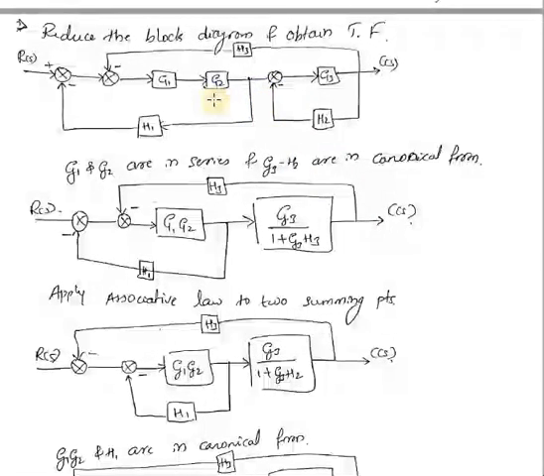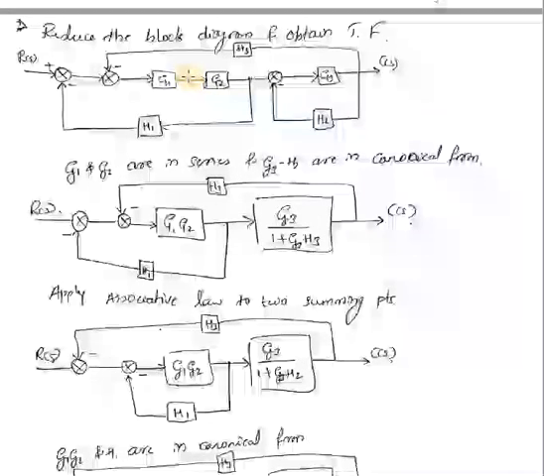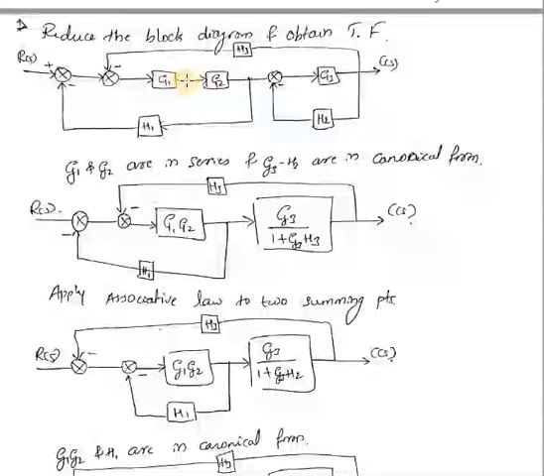So to start with, first always check whether there is any series or parallel combination. If you check this problem, G1 and G2 are in series. That means there is no takeoff point or summing point between these two blocks, so I can apply the series rule to these two blocks.